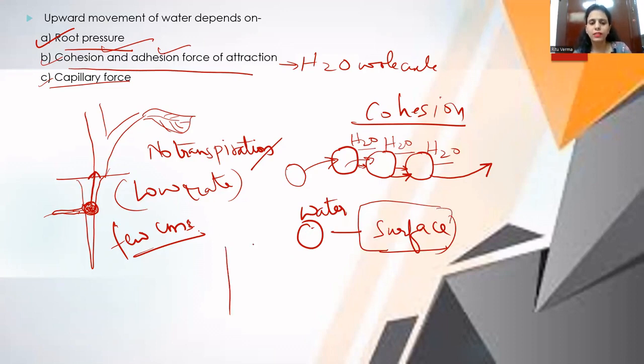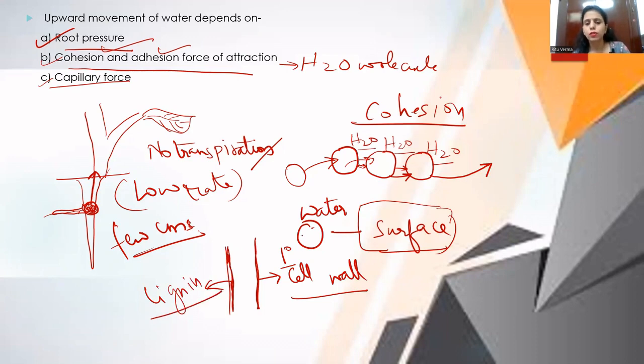Now we know that, for example, if this is a xylem vessel, the outer layer of the xylem has a cell wall, which is known as the primary cell wall. Inside of it we have another cell wall called the secondary cell wall, and this cell wall is made of lignin. The force of attraction between water molecules and lignin is known as adhesion force of attraction. So because of this cohesion and adhesion, the water molecule is able to move up.